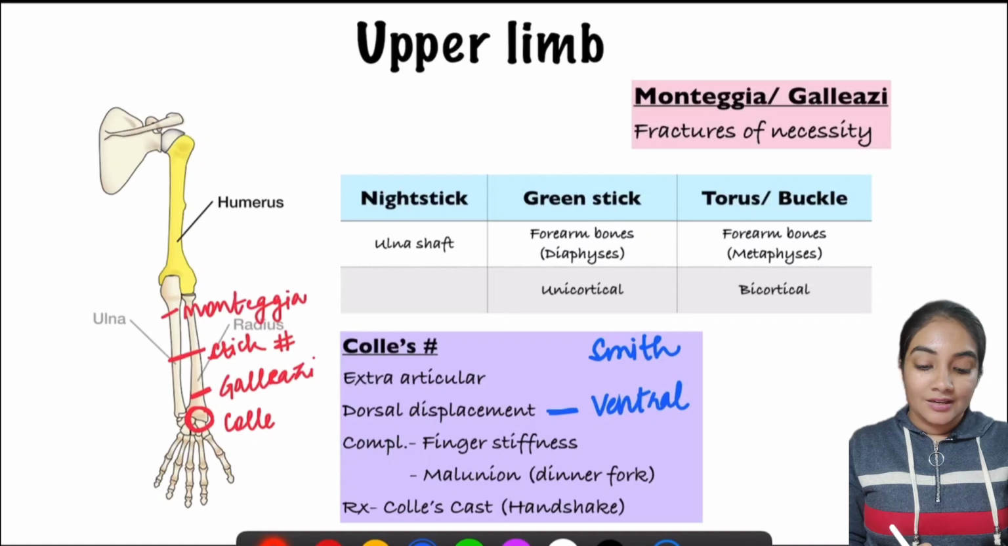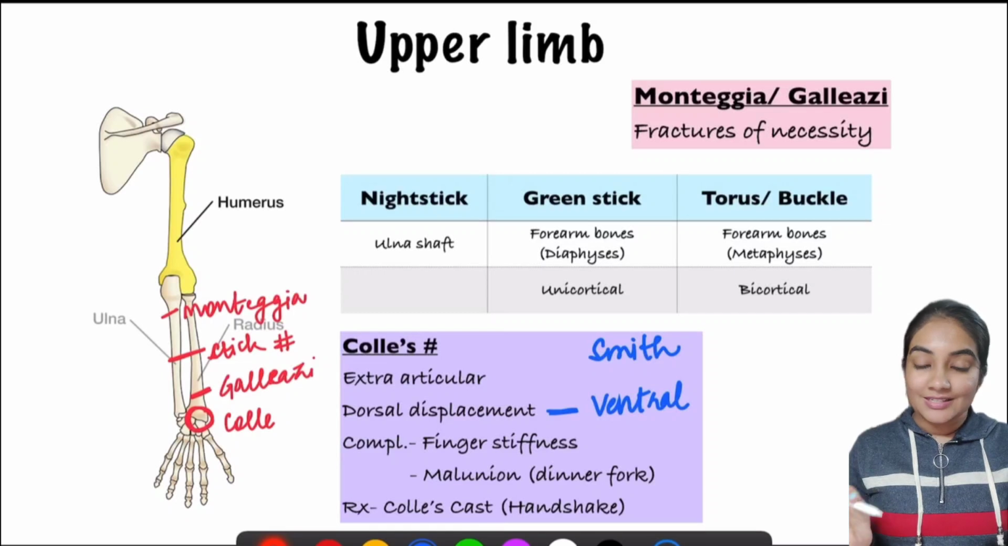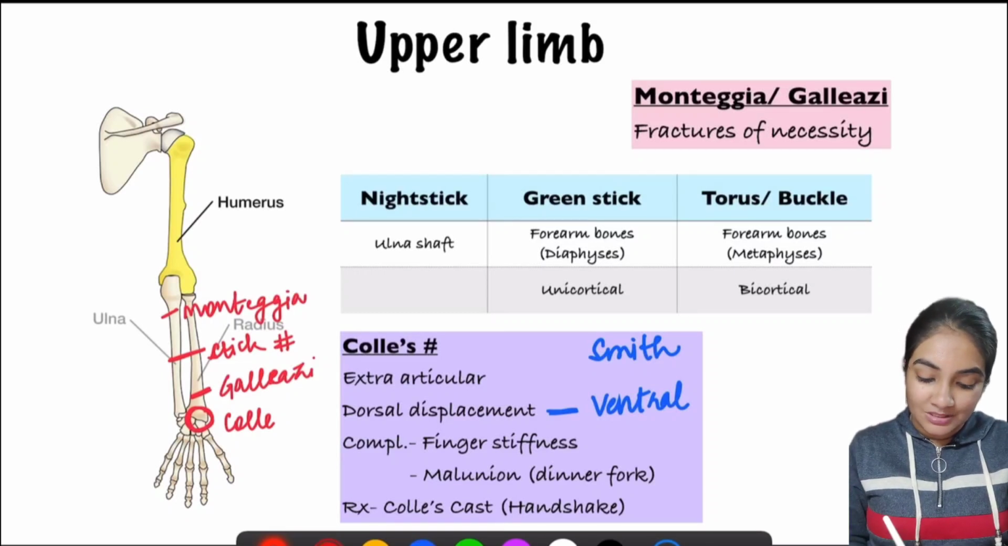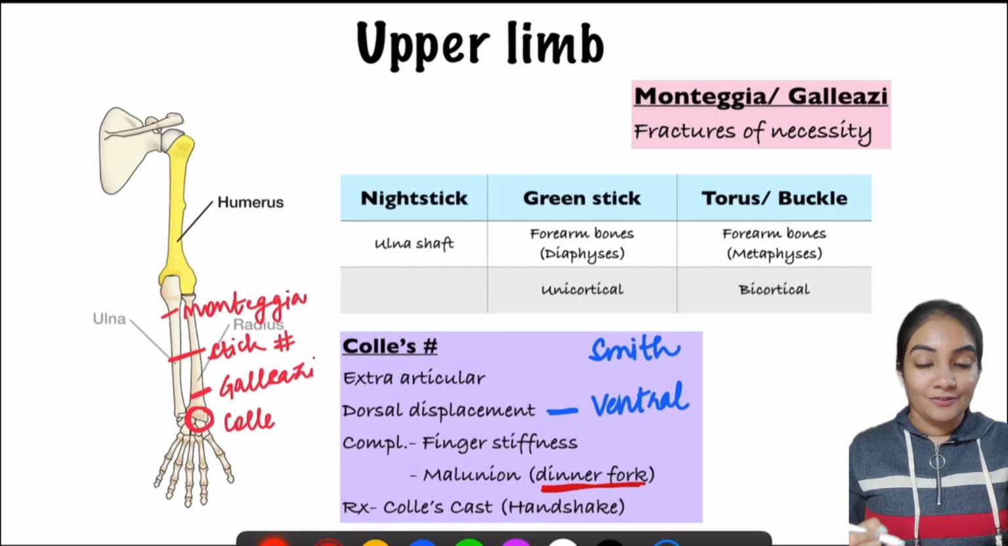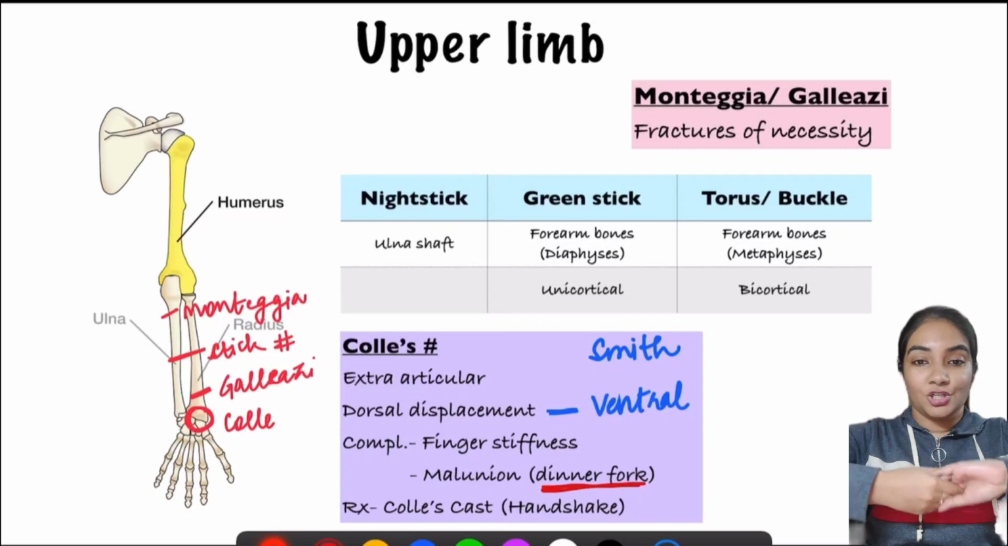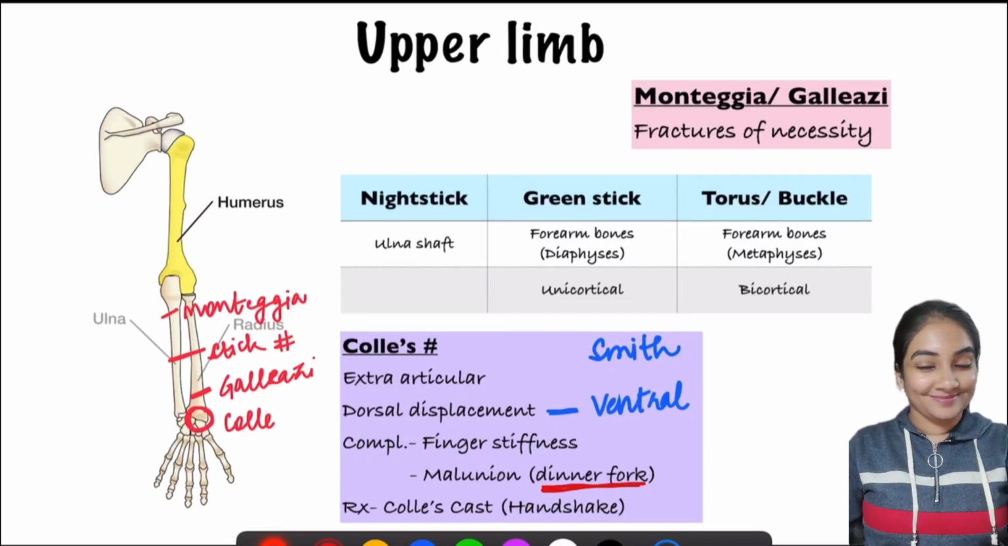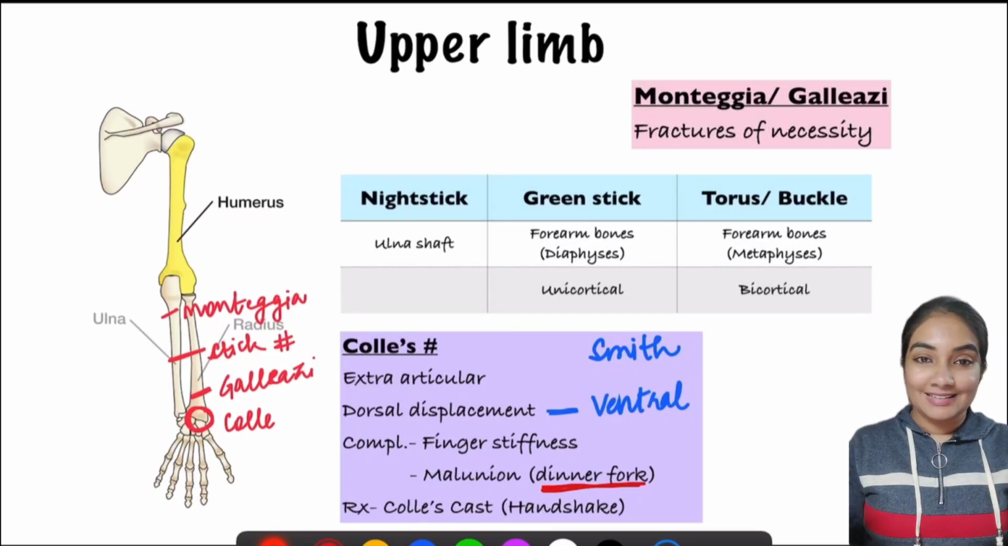Okay. Now, what are the complications of Colles? Most common is finger stiffness. Other than that, there is malunion here. Malunion would lead to a deformity called dinner fork deformity. And you treat it using a Colles cast, which you apply in a handshake position. Okay? These are the fractures of forearm.